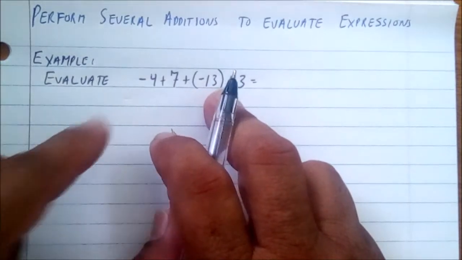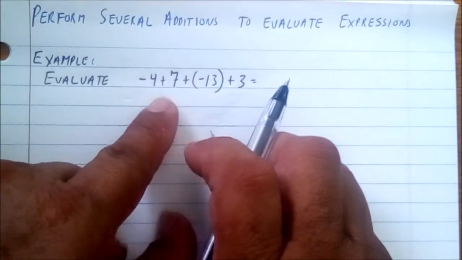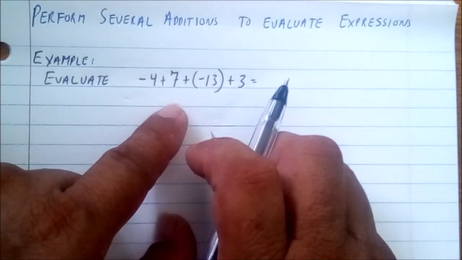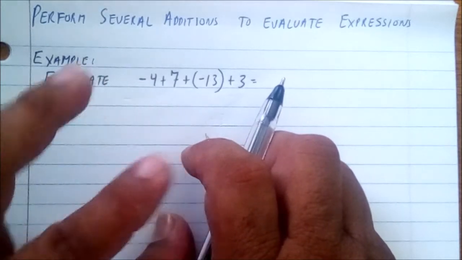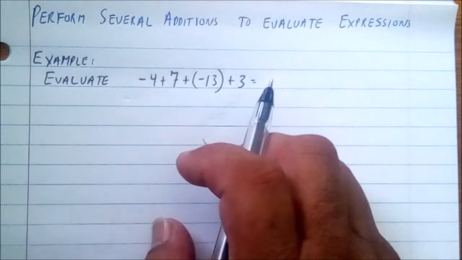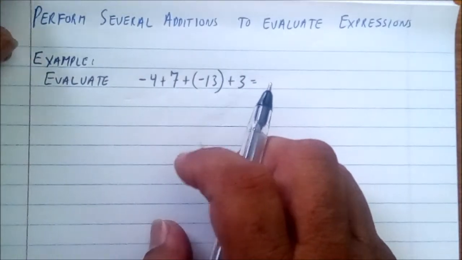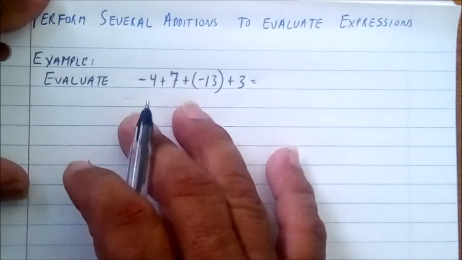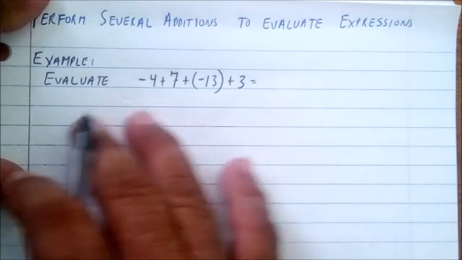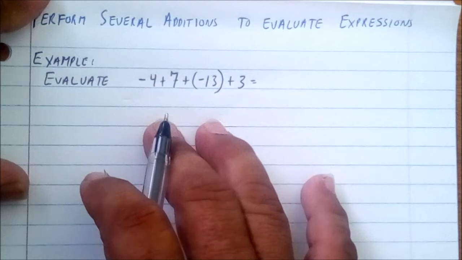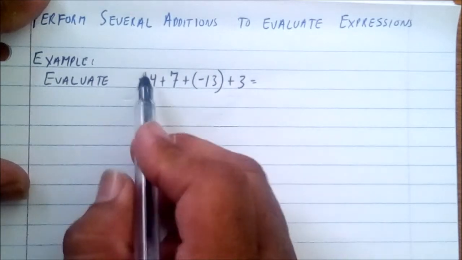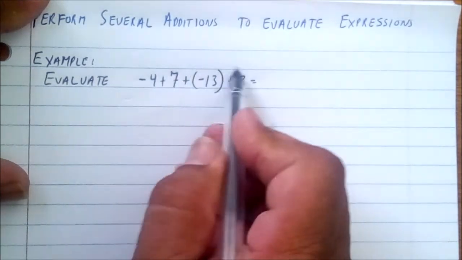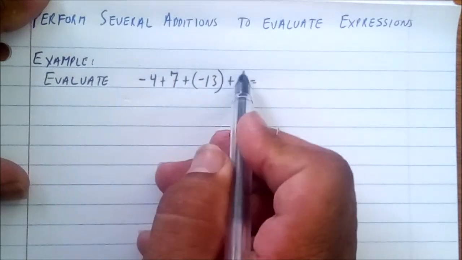Now, to evaluate expressions of this form that contain several additions, we make repeated use of rules for adding two integers. So we add them two by two. Now, our strategy here, since there are no calculations within parentheses, no exponential expressions, and no multiplication or division, we'll perform the additions working from our left towards our right.